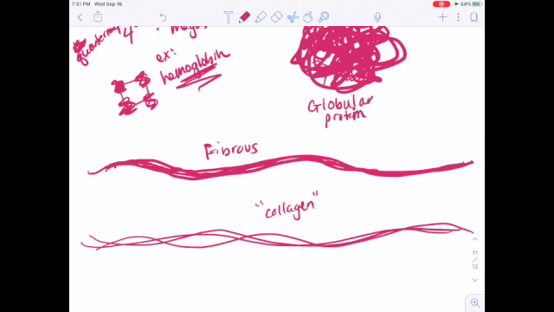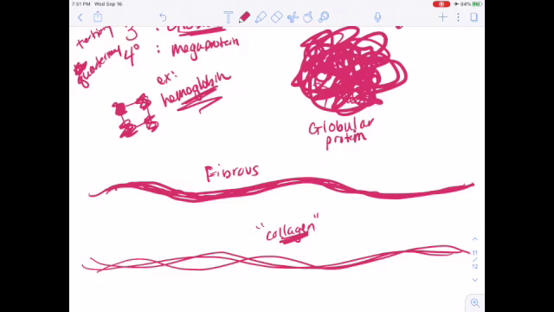Collagen is like 3 or 4. I can't remember if it's 3 or 4. I think it's just 3 major ones, even though there are like 6 different types of collagen. But these fibers are twisted together to form a thick rope. Collagen has a 4th level, a quaternary level of structure.